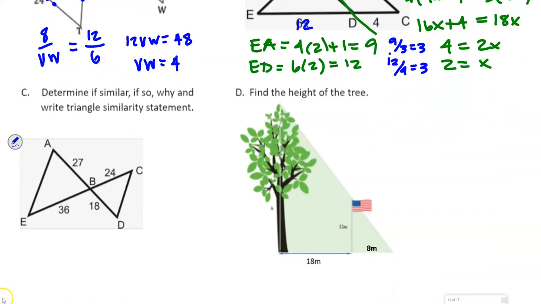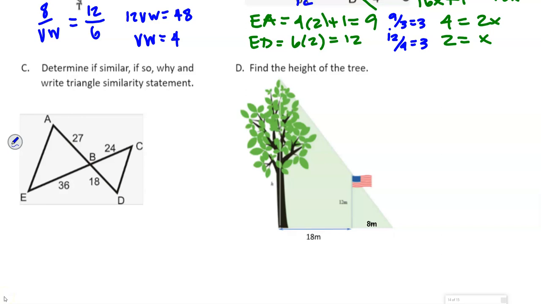All right, this next one says here, determine if similar, if so, why, and write a triangle similarity statement. So we do know that there's vertical angles here, so we're going to mark them first. Then we're going to talk about short side and longer side and longer side. So we're going to set up the short over the short, 27 over 18. 9 goes into both of those, so that's 3 over 2. We're going to compare that with our 36 over our 24. 12 goes into both of those, so this is also 3 over 2.